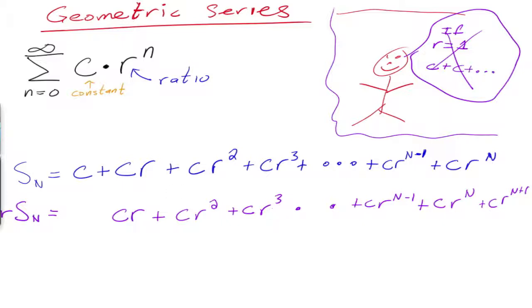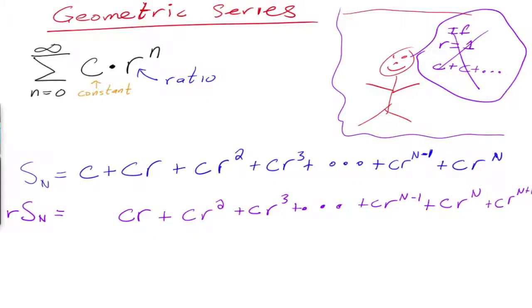All we did is take S sub n and multiply the whole thing by r. So every one of these changes to one degree higher in r. This C turned into CR, the CR turned into CR squared, and so on until CR to the n turned into CR to the n plus 1. Thumbs up? It's just that space you left, where the C is. That's the term multiplied by r, so we just move it over. That's why I moved it over.